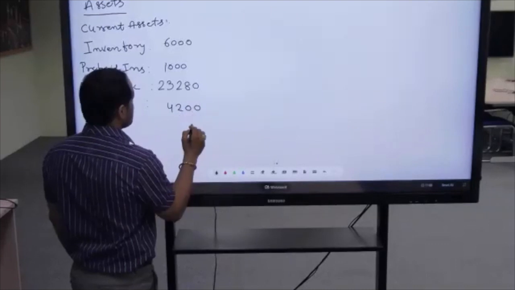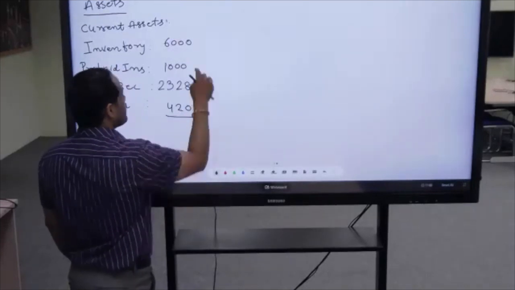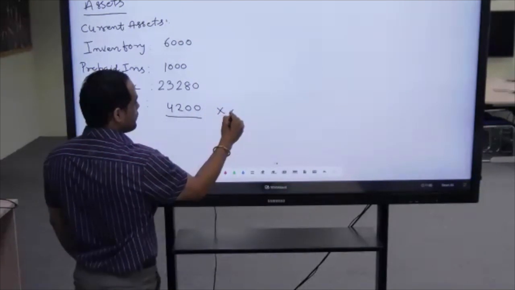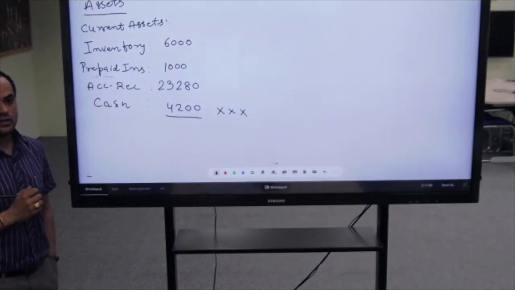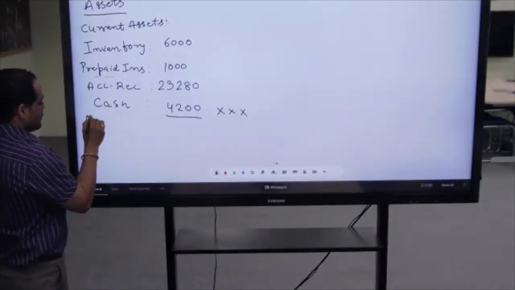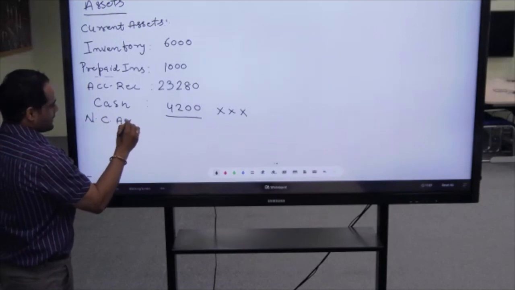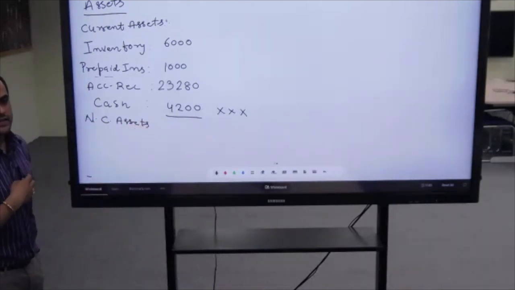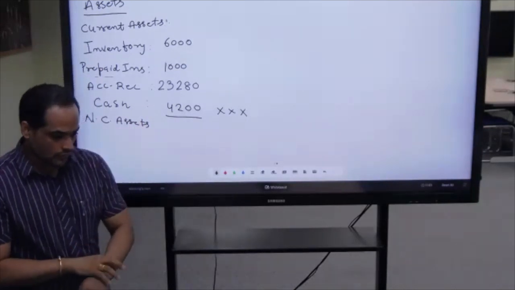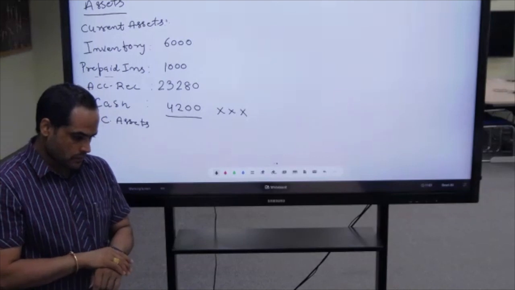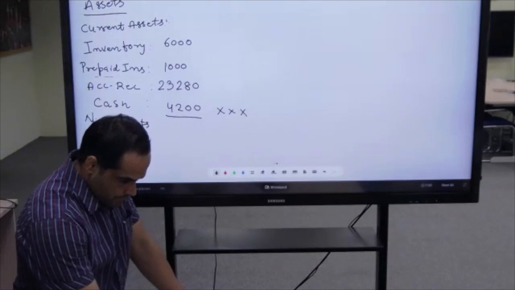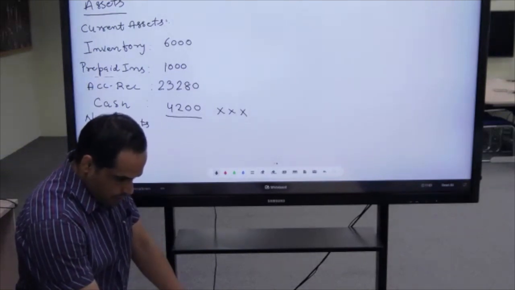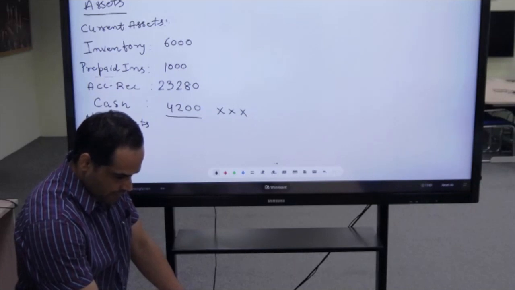All right. So you add them all, that is your current assets, right? That is your current assets. Now we move on to the non-current assets, which is fixed assets, right? So tell me, what is your fixed assets? What is inside your fixed assets?